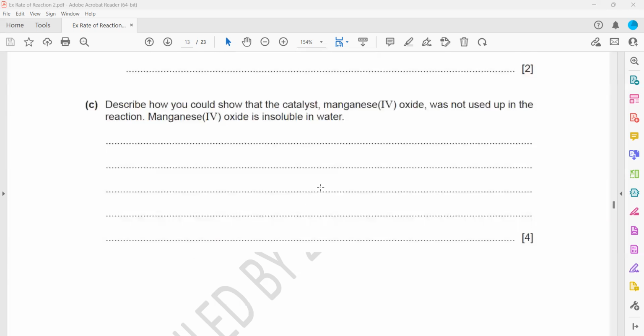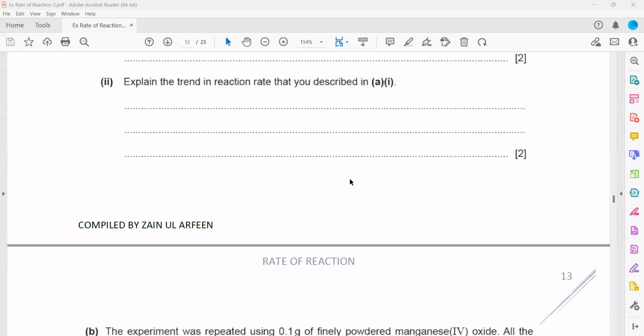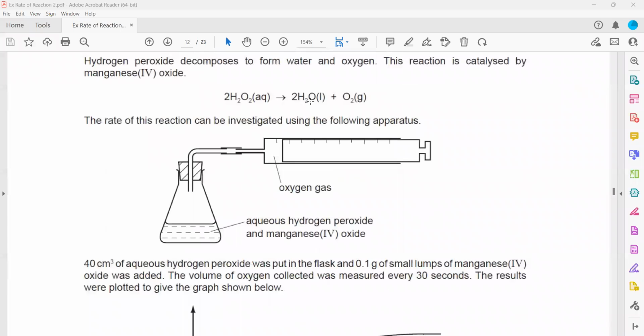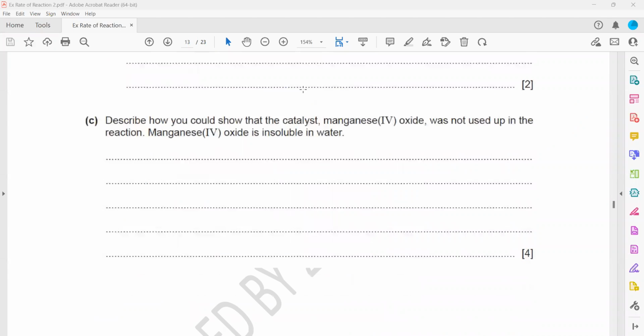Describe how you would show that the catalyst manganese(IV) oxide was not used up. So how do we know that? We use manganese(IV) oxide as a catalyst. For a substance to be a catalyst, it should alter the rate of the reaction without being chemically consumed. So we filter, then we dry and weigh the catalyst, and we compare the mass before and after. Because if a substance is a catalyst, its mass will not change.